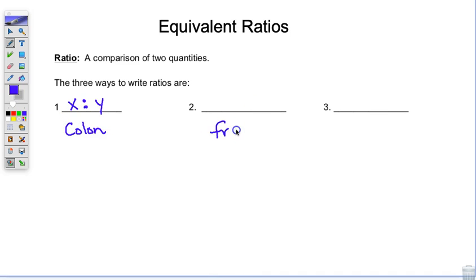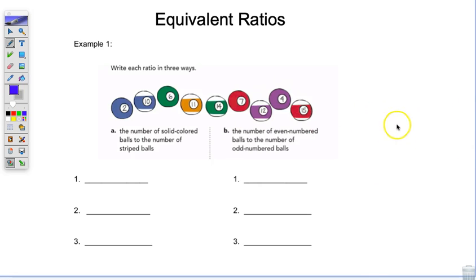You can also write it in a fraction format. So if I wanted to write x to y using a fraction format, it's x over y. And finally, you can use the word to, x to y. All three ways, you say them exactly the same, x to y. Let's take a look at an example.